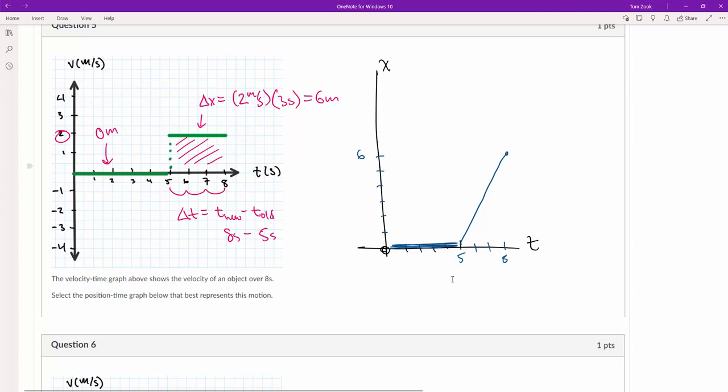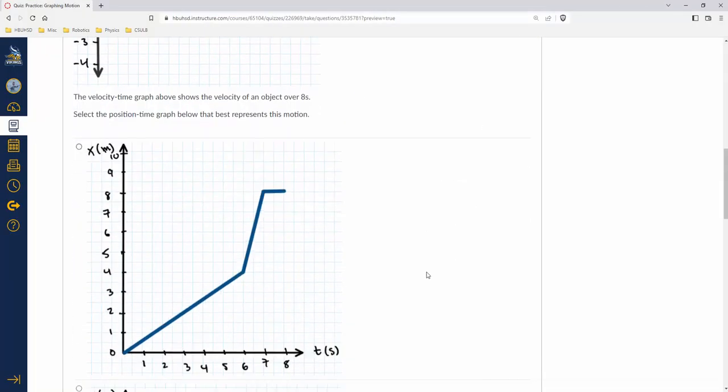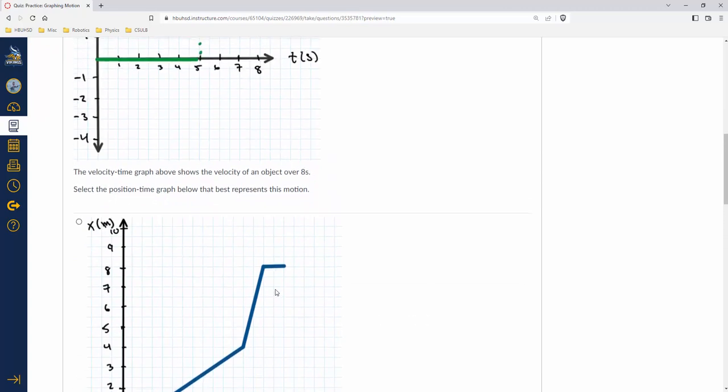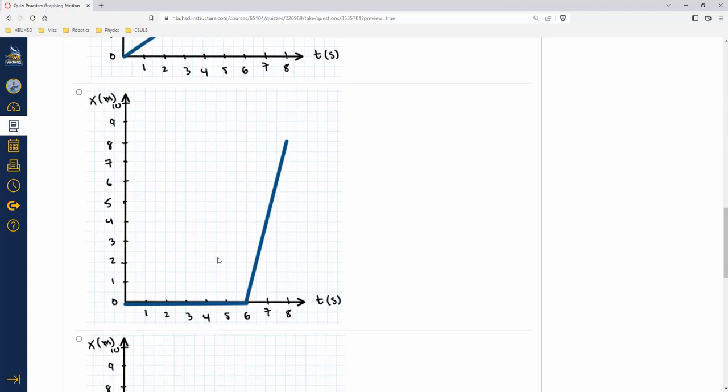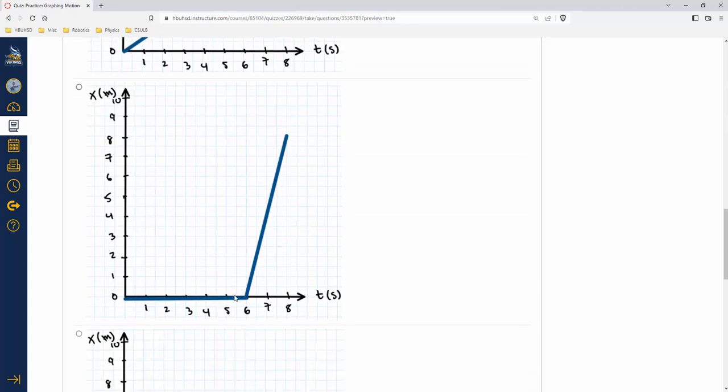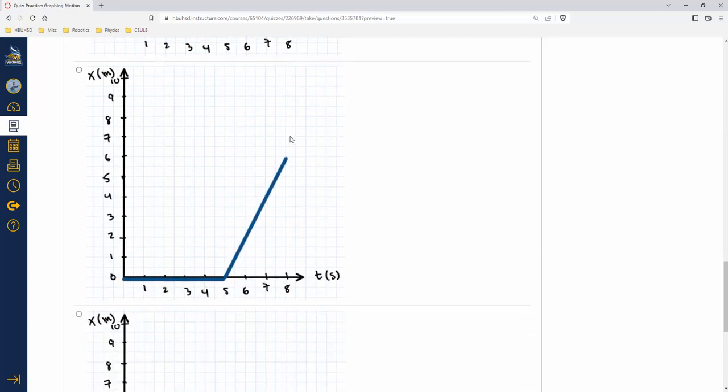Let's take a look at the answer options we got. First one, it's almost promising, but the first 5 seconds we're supposed to have no movement, so that's clearly not right. Here we go, first oh wait, no, that's wrong because it's 6 seconds of no movement, and then in 2 seconds we go 8 meters. Well, that's not right. 5 seconds no movement, 3 seconds we go 6 meters forward.